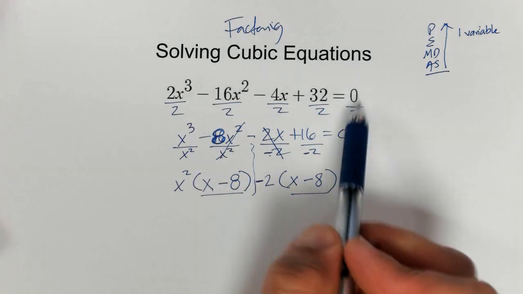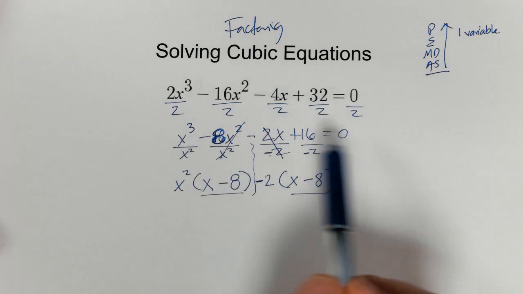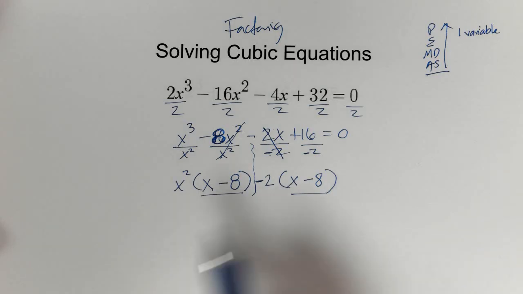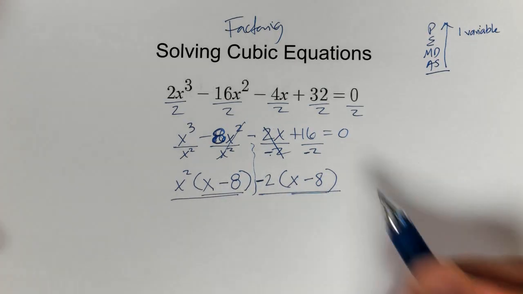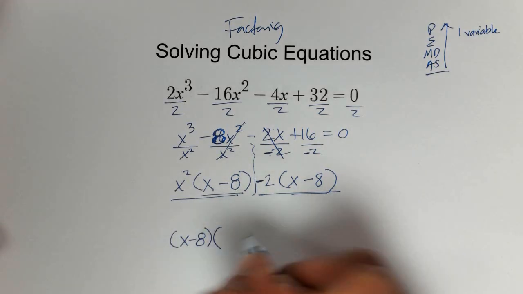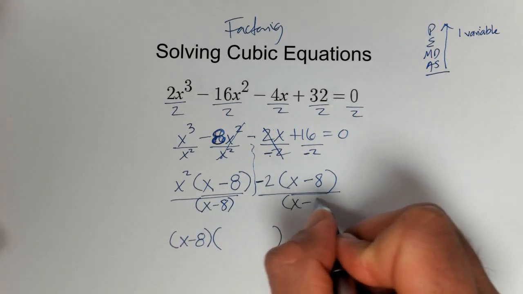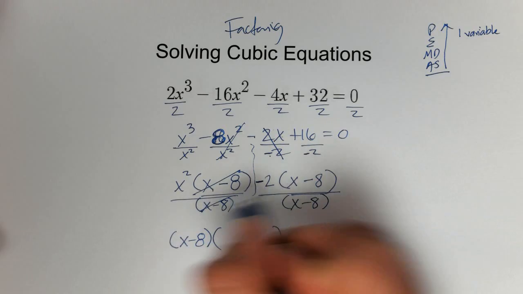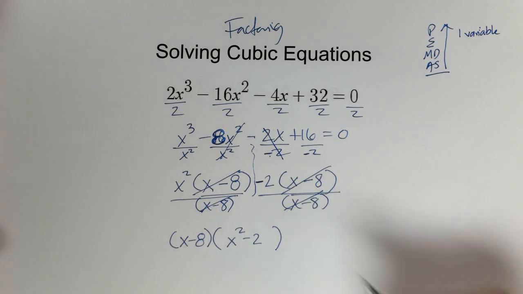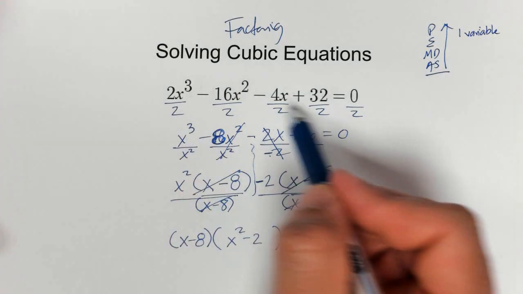Now, in this scenario, in this step, we didn't have anything in common that we can do. But now that I've broken this into two groups, notice how the two groups share x minus 8 in common. So that will be my factor that I'm going to be working with. If I divide both terms by x minus 8, what am I left with? x squared minus 2. I have found my two factors that create a cubic function.